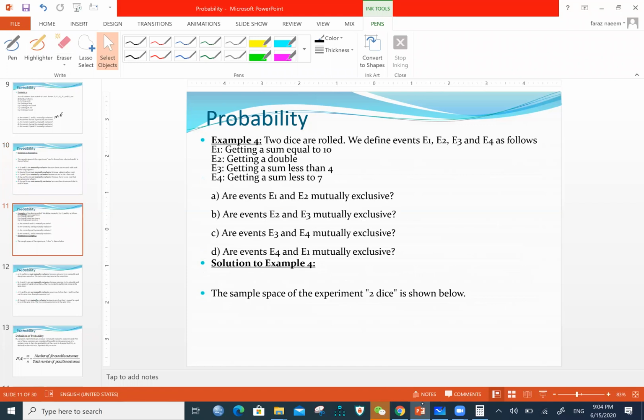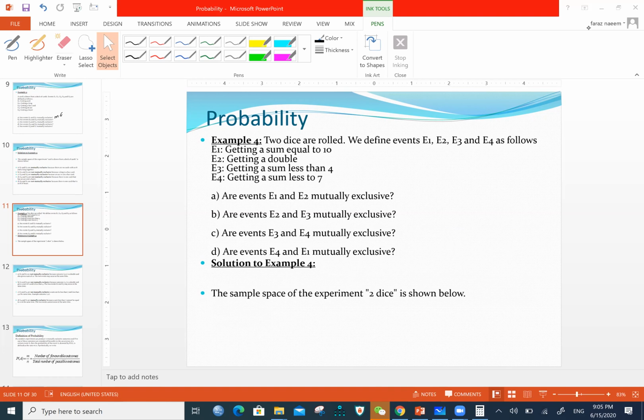Two dice are rolled. We define events E1, E2, E3, and E4 as follows. E1: getting a sum equal to 10, E2: getting a double, E3: getting a sum less than 4, and E4: getting a sum less than 8. Are events E1 and E2 mutually exclusive? Are events E2 and E3 mutually exclusive? E3 and E4, and E4 and E1.